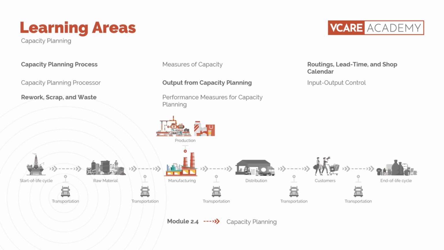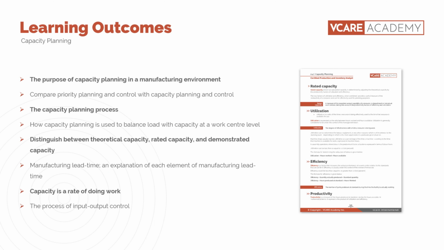So with regards to the learning outcomes for this module, we want to give the purpose of capacity planning in a manufacturing environment. Pair priority planning and control with capacity planning and control. The capacity planning process and how capacity planning is used to balance load with capacity at a work center level. We need to distinguish between theoretical capacity, rated capacity, and demonstrated capacity. Manufacturing lead times, an explanation of each of the elements of the manufacturing lead time, of which there are a few. Capacity is a rate of doing work, and then the process of input-output control.